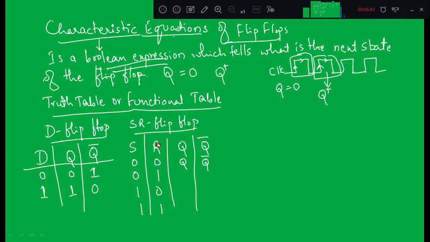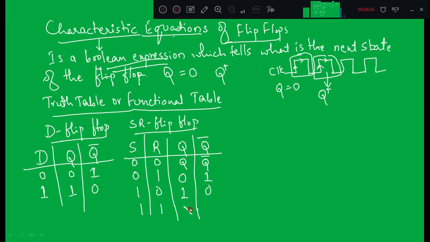When it is 01, when R is 1, the flip-flop resets. That means the flip-flop is going to store 0, and Q bar will be 1. When S is equal to high, the flip-flop sets, Q will equal 1 and Q bar is equal to 0. The last state of the SR flip-flop is called a forbidden state, in which outputs are not complement to each other.